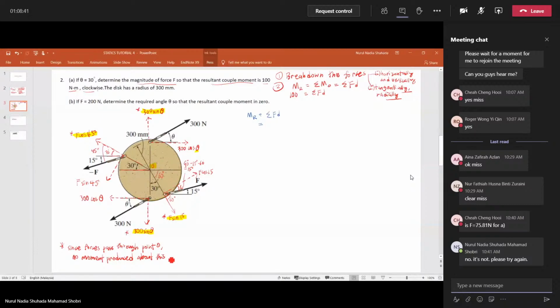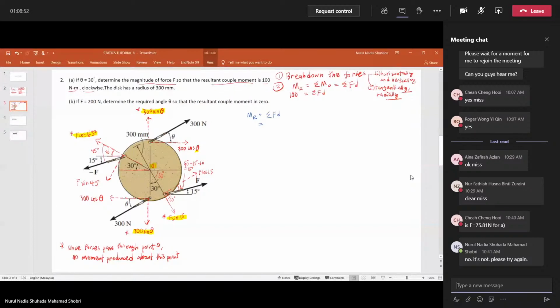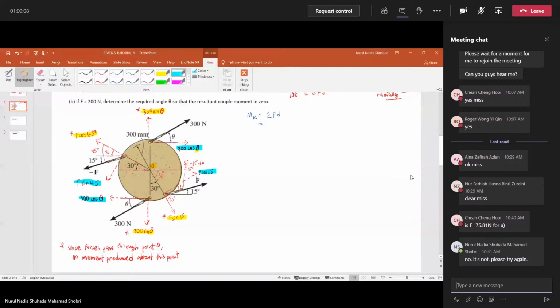Okay. So now you know which forces we should not take into our calculations. So now, this force, this force, this force, this force. The blue color is the force that we want to put into our moment calculations.